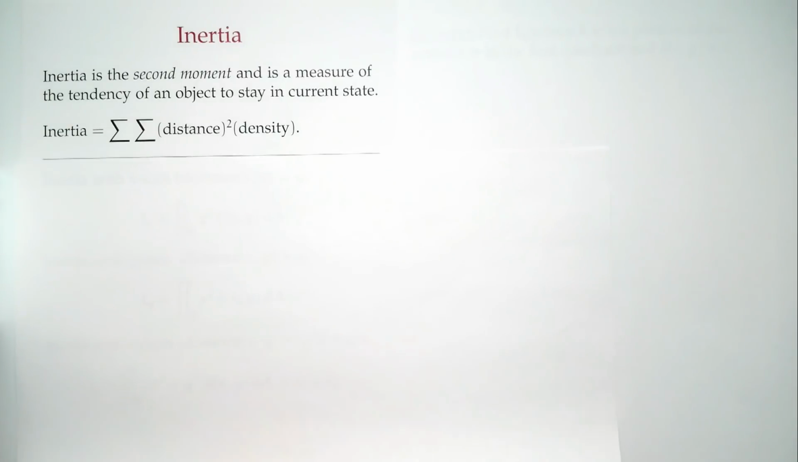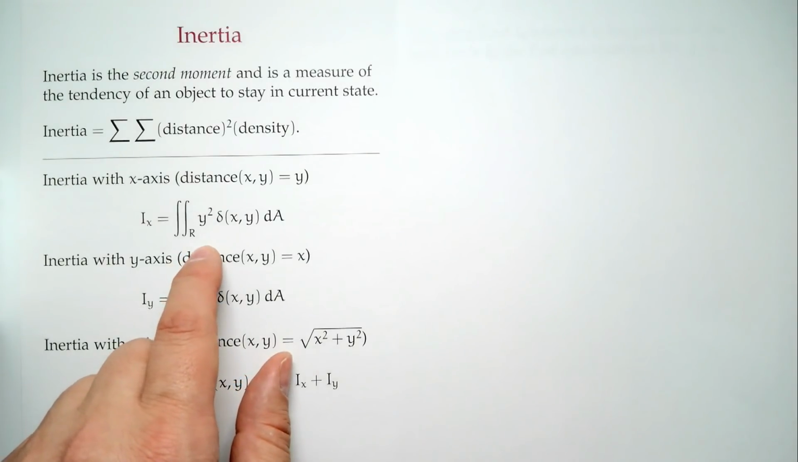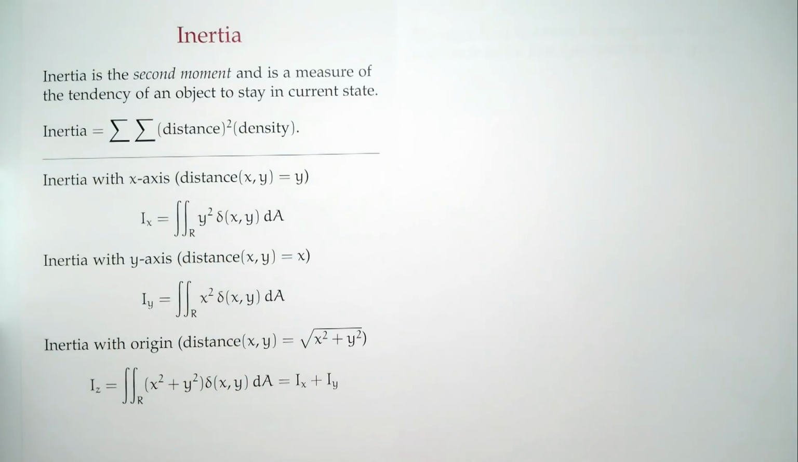So we're only going to talk about inertia for two-dimensional objects, and we're going to talk about 3 of them. So we have the inertia with respect to the x-axis, where the distance is y, so it's y squared. The inertia with respect to the y-axis, where the distance is x, so you get x squared. And then you have the inertia with respect to the origin. And the distance with respect to the origin is the square root of x squared plus y squared.